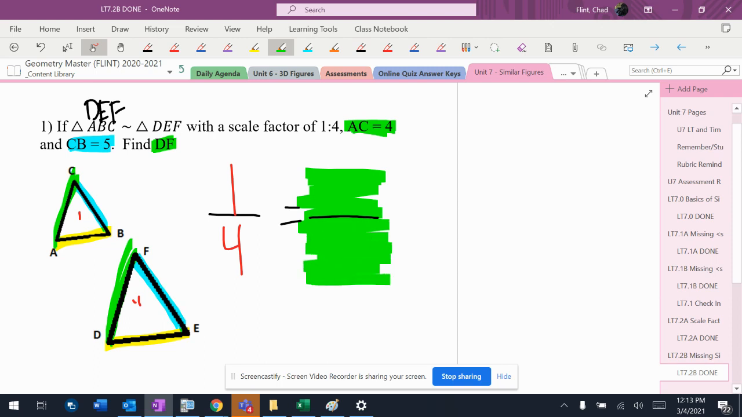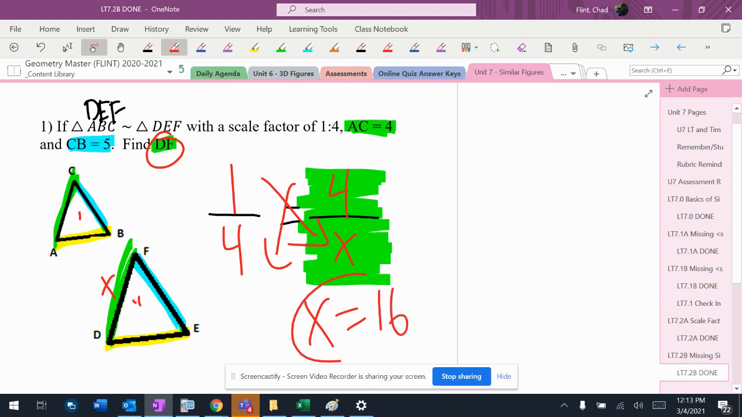And then the 1 triangle needs to go on top, which is AC, which is 4. The green triangle, which is DF, which I don't know, so I'm going to call it X, goes on the bottom. And then I'm going to cross multiply, and I'm going to get X equals 16.